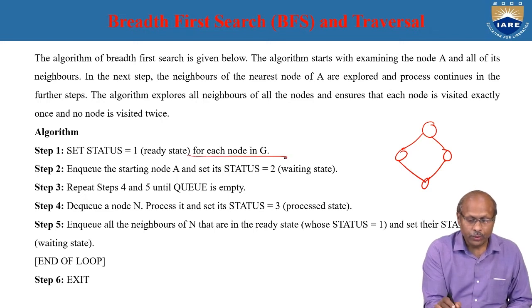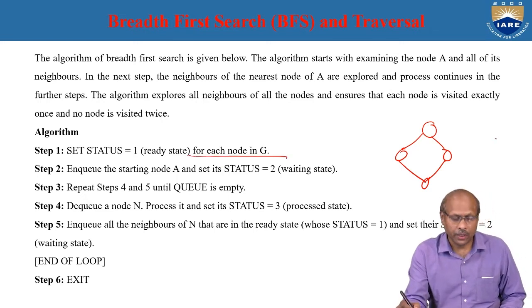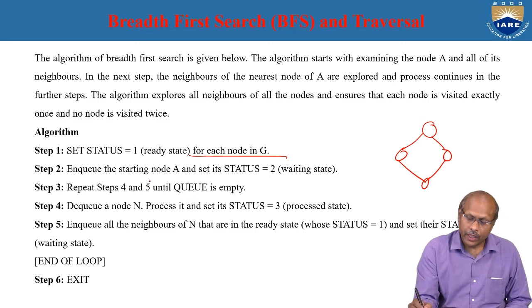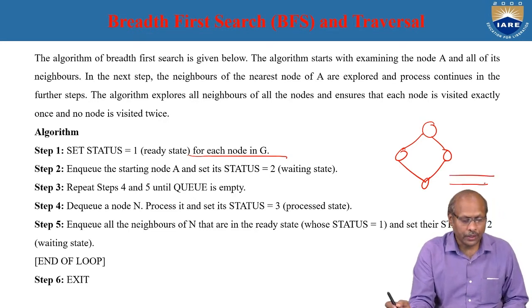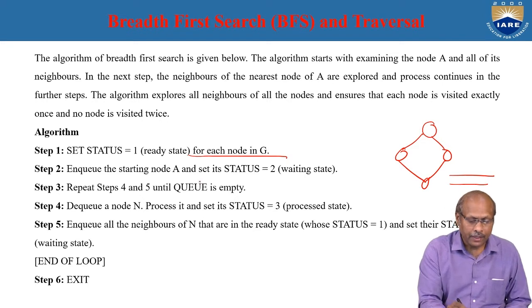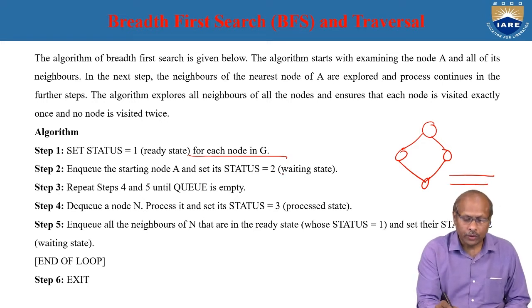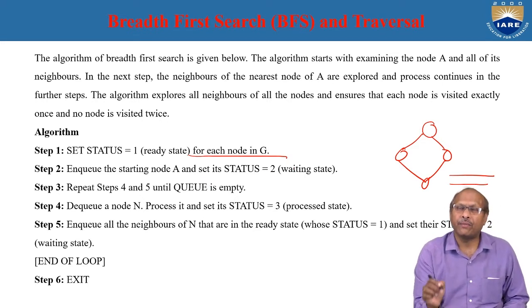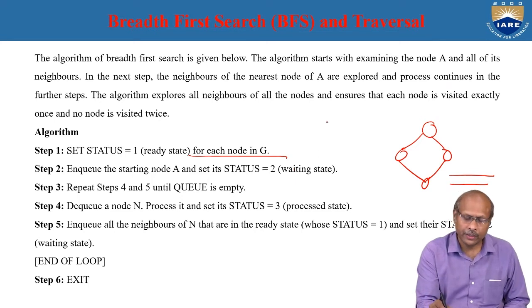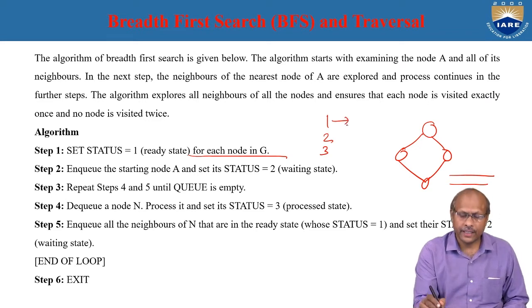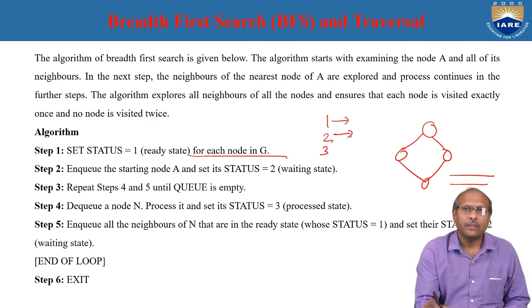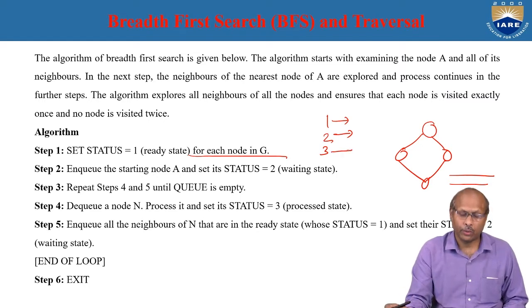For each node, you have to start with status 1. Then you enqueue it in a queue. After putting it in the queue, it will change the status to 2. So I told you there are 3 statuses. For every node, you have to use 3 statuses: 1, 2, 3. 1 means ready state, 2 means waiting state, 3 means over or processing over.